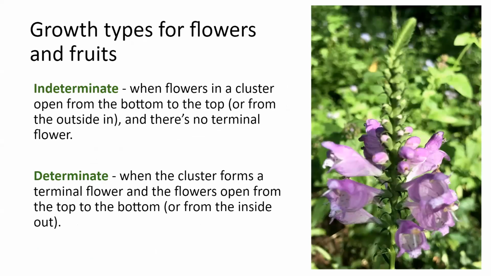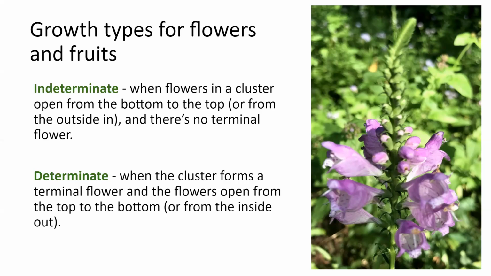So we can also think about fruits and flowers in terms of growth types. And there's two different kinds. One is indeterminate. And that's shown on the right by this beautiful obedient plant, Physostegia, that I photographed in my yard last year. So when flowers in the cluster open from the bottom to the top, or from the outside in for a more rounded flower cluster, and there's no terminal flower.